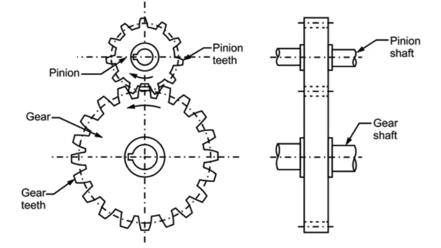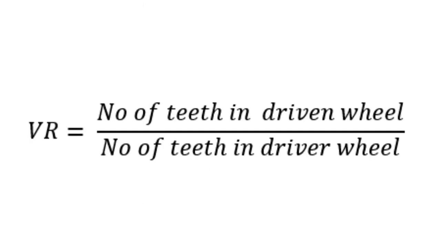The velocity ratio of a gear drive is equal to the ratio of the revolutions of the driver wheel, the input, to the revolutions of the driven wheel, the output, in the same time. In any interval of time, the same number of teeth from both gears come in contact with each other.